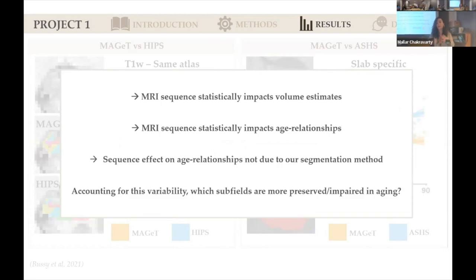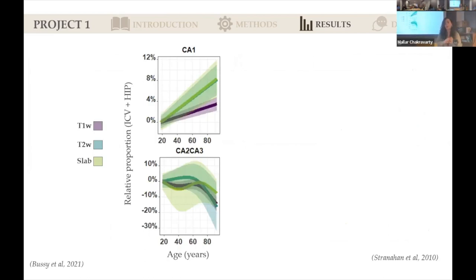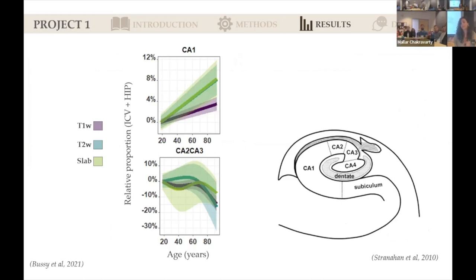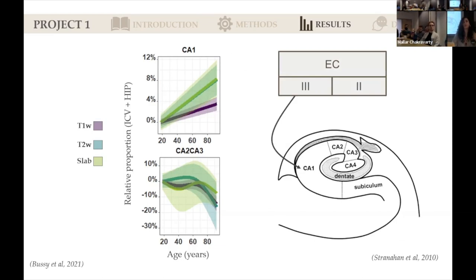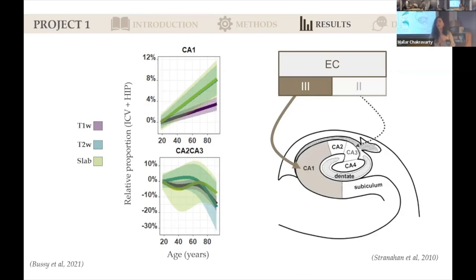Overall, the CA1 showed a relative preservation no matter which type of images we used, and the CA2, CA3 showed the most relative impairments in aging. And that is interesting because if you look at the schematic of the hippocampus, we know that layer 3 of the entorhinal cortex projects to the CA1, while layer 2 projects to the CA3. It is known from previous studies that layer 2 is specifically impaired in aging, while layer 3 is relatively preserved, so we go at least in the same direction as our finding, which was interesting.